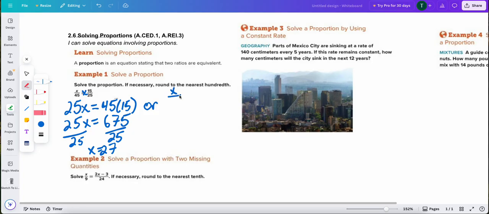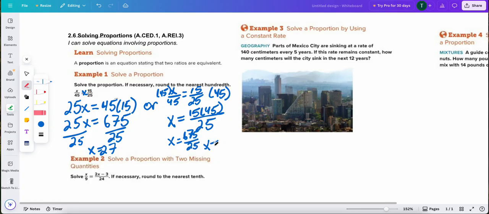So if I look at my original equation, that 45 is on the bottom and x is on the top. So to get rid of 45, I could just multiply both sides by 45. So if I do that, I get x equals 15 times 45 divided by 25, which 15 times 45 is 675, divided by 25 gets me x is 27. So both of these work as ways to get your answer.